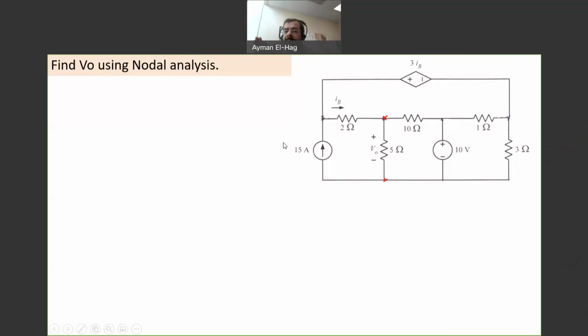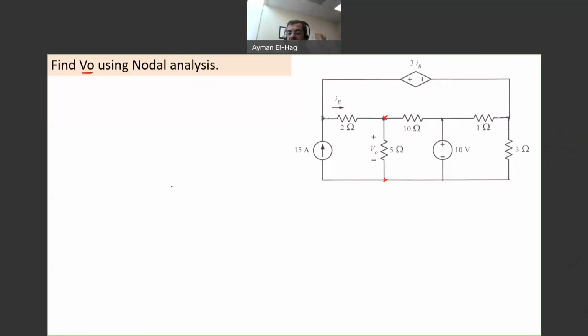Hi everyone, and welcome to another example or practice problem of nodal analysis. In this question, we want to find V0, which is the voltage between these two nodes that we can see, or the voltage across the 5 ohm resistance. Okay, now let's recap what we said about the procedure to apply nodal.